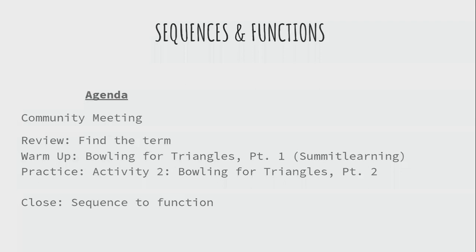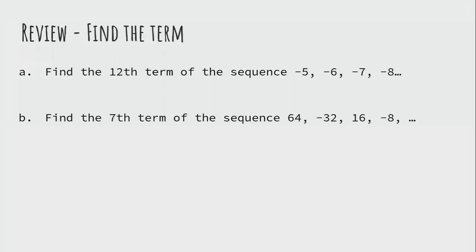So in our review, we're going to find the next term, and we're not going to have to do them all. There are 4 that I left you all with on Thursday. We are just going to do 1 from each set. Then we are going to look in Summit, and we are going to do the warm-up called Bowling for Triangles. Part 1, our practice is going to be part 2 as we talk about functions or moving from sequences to function notation.